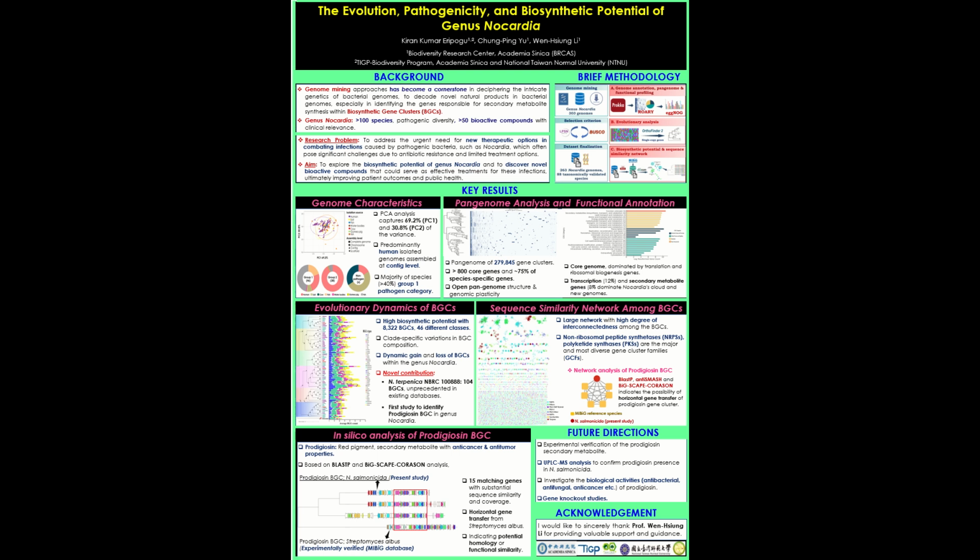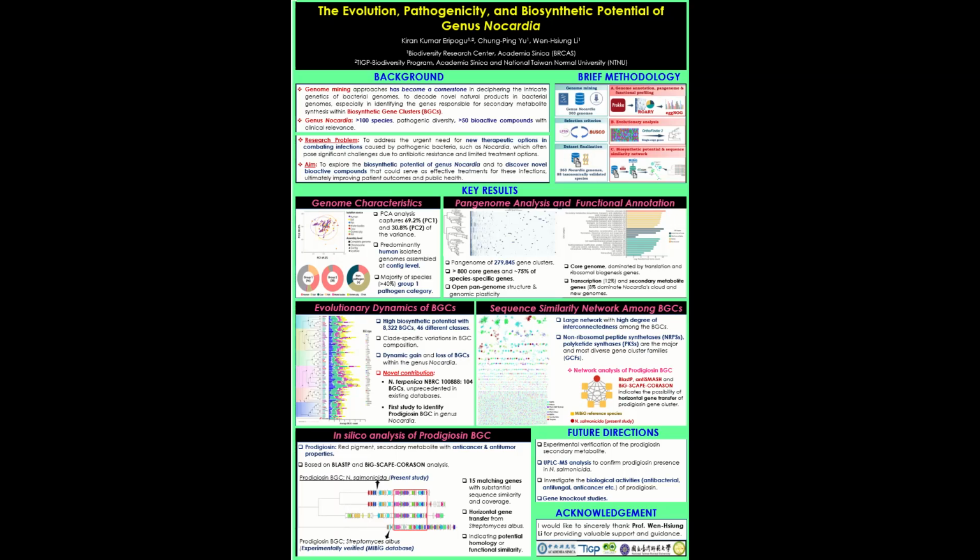The functional profiling of these genes identified from the pangenome suggests that the core genome is dominated by translation and ribosomal biogenesis genes, whereas the cloud and the new genes genome are mostly responsible for transcription and secondary metabolite genes.